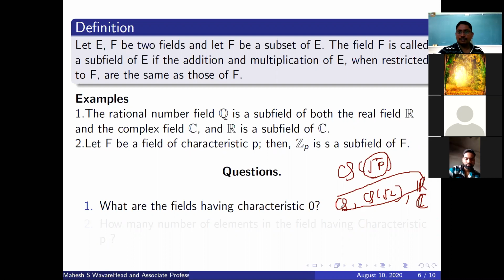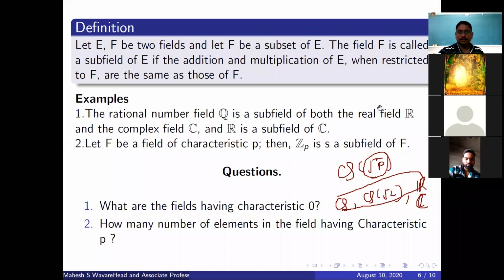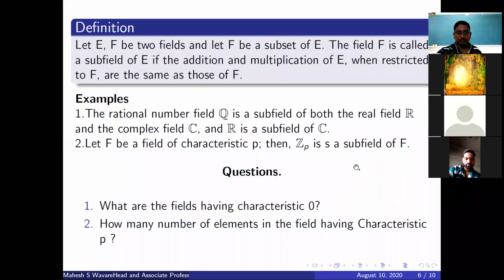The next question naturally arises: how many elements are there in a field having characteristic p? Now you answer in the chat, and then we'll stop here. Just answer. Please answer here. It is wrong, Maniar, your answer is wrong. Partially correct it is. If it is Z_p, then okay. Answer, we have less than 1 minute.